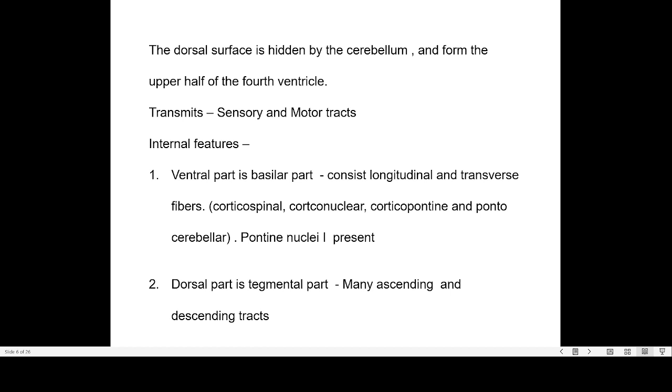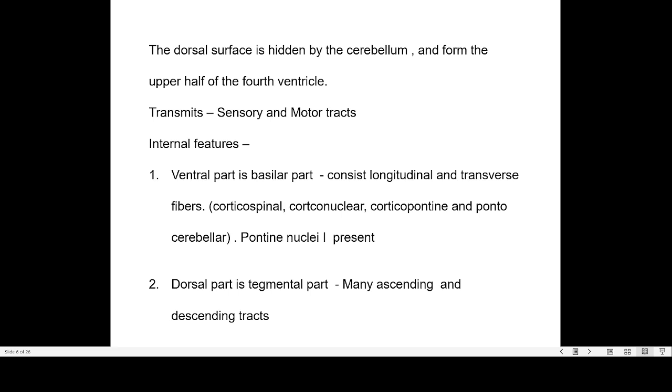Corticospinal means from the cortex to the spinal cord. Then corticonuclear, from the cortex to the nucleus, and corticopontine, from the cortex to the pons, and pontocerebellar, from the pons to the cerebellum. Like that the groups of fibers are in the ventral part. There are also nuclei, the pontine nuclei, present in that region.